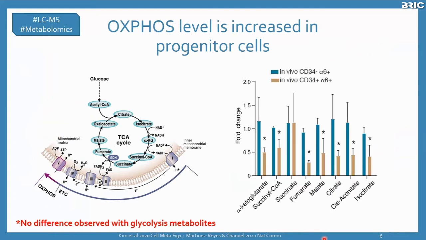Now, I wanted to see if the levels of these key metabolites were different in progenitor cells and stem cells. So I subjected sorted pure populations to LCMS analysis. And what you see here is that all the key metabolites related to the TCA cycle were decreased in the case of hair follicle stem cells. So it indicated that, compared to progenitor cells, the stem cells utilize less TCA cycle. Now, there was no difference observed with glycolysis metabolites, indicating perhaps it's not really the glucose that's important, but something else.